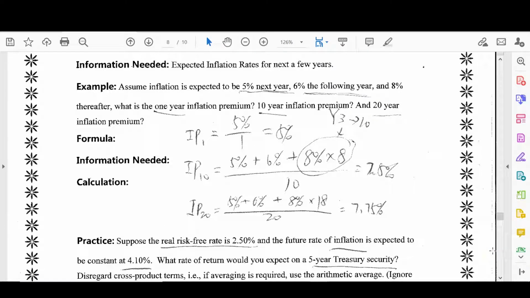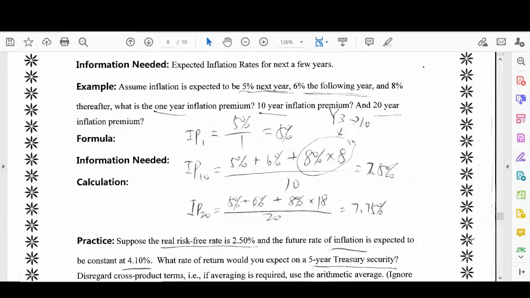Hi class. So in the last video we talked about some basic concepts for interest rates and the determinants of interest rates. We had two groups of concepts: nominal rate versus real rate, where nominal rate minus inflation rate equals real rate. The other group is risk-free rate versus real risk-free rate, where the nominal risk-free rate minus inflation equals real risk-free rate.